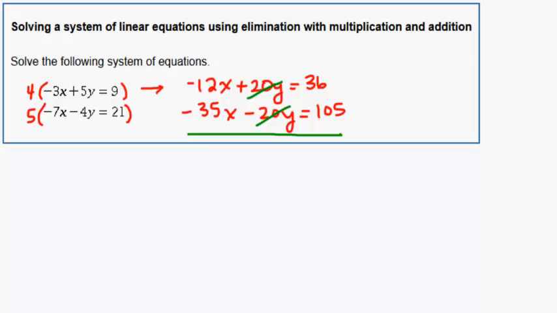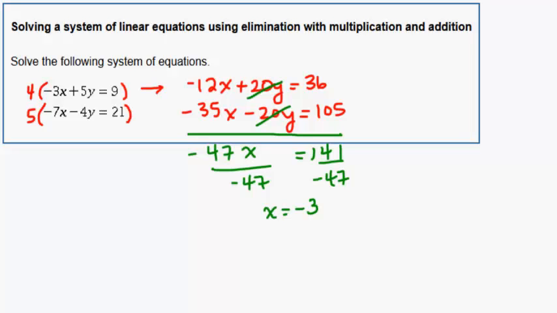So when we add these two equations, we end up with negative 47x equals, what's that going to be, 141? And then divide both sides by negative 47. And we end up with x equals negative 3.